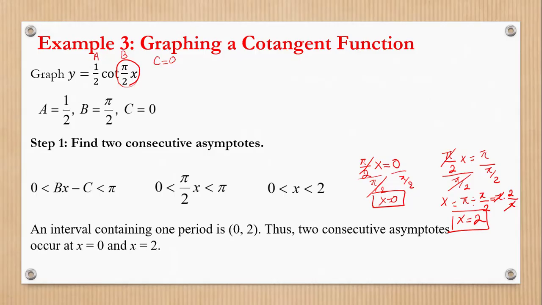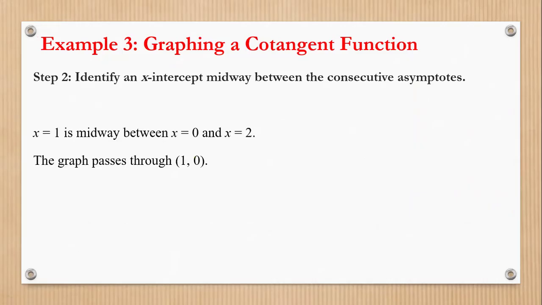After finding the asymptotes in the first step, we need to find the x-intercept, which is the midpoint between these 2 points. If I show you in a graph, x equals 0 is the y-axis, and x equals 2 is this point. And you can easily see the midpoint, exactly the point between the two asymptotes. And what is the point between 0 and 2? It's x equals 1. So x equals 1 is your x-intercept.